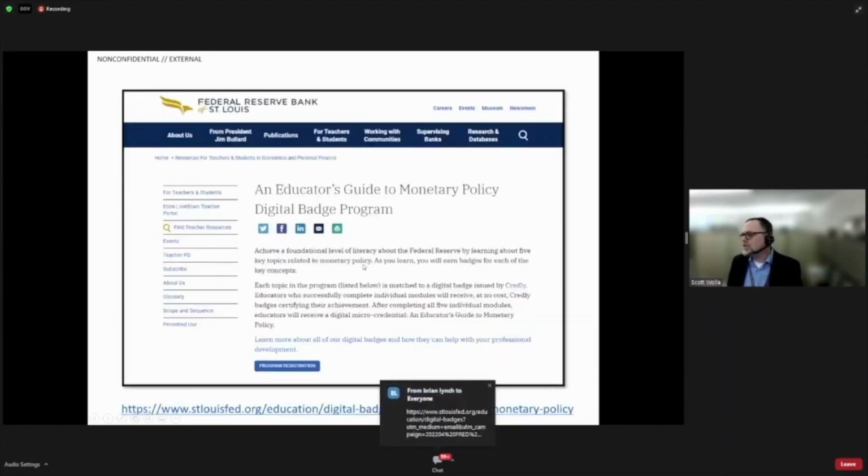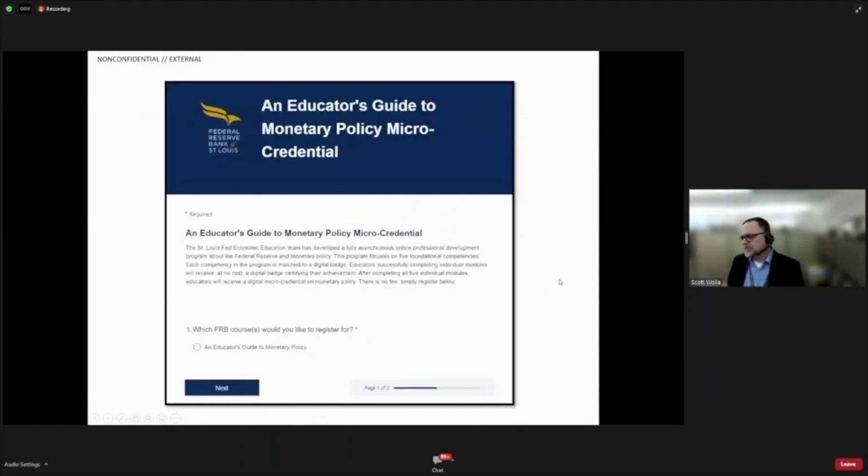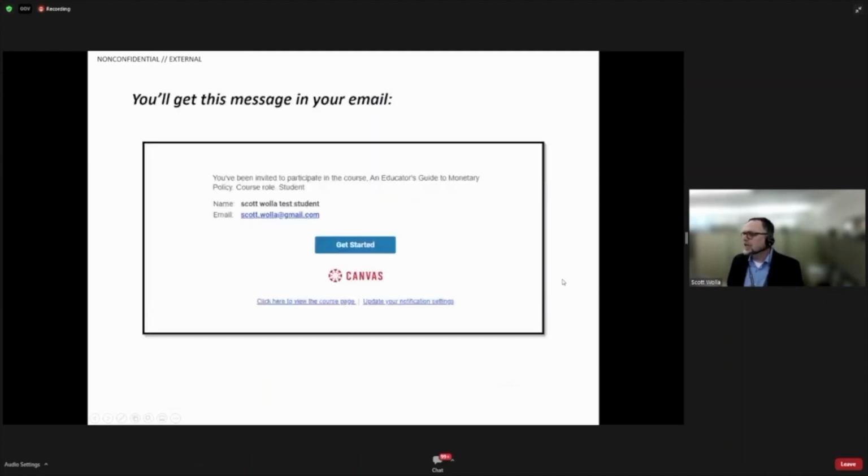To find this, you can start on that page that I was talking about before, the page where we list everything. But we do have a landing page specifically for these badges. And then there's a link here at the bottom. When you click this button to register, you go to a typical registration form. You select the badge you want. Then there's another page that asks for just some key information. And from there, you'll get an email.